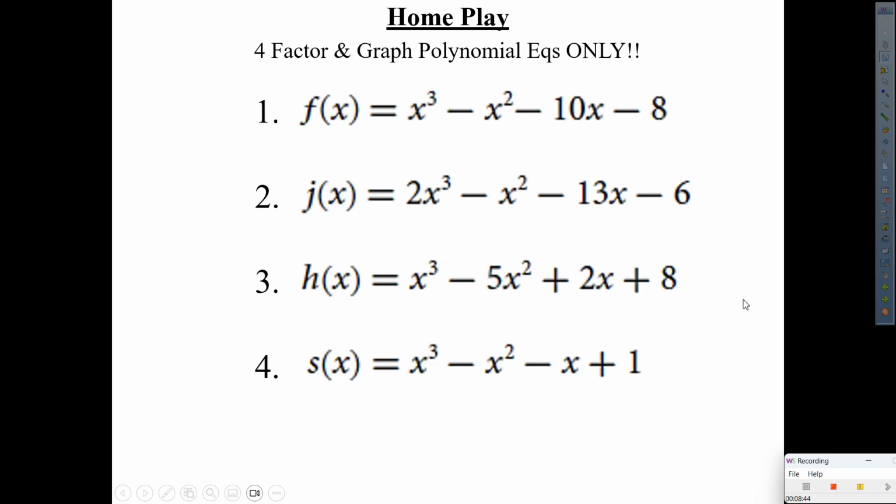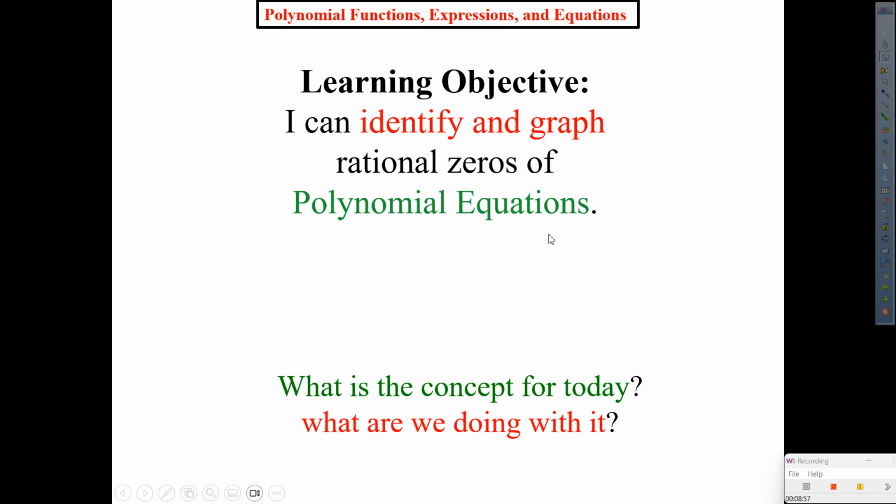And tonight's home play is this one. Once again, if Nearpod is having issues, go to the YouTube channel. It should come up there on the screen. Only 4 problems. All right. The objective for today: I can identify and graph rational zeros of polynomial equations. You can write the objective at the bottom left of that handout or somewhere at the top. That's fine. I'll give you guys some time to turn in your home play.